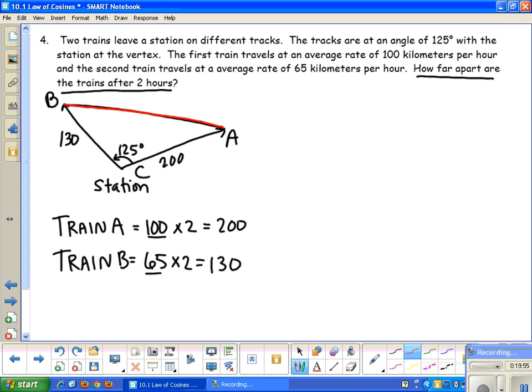So of course I have a side, the included angle, and a side, so side angle side, which means I can use the law of cosines. So in this case, this is side C, that's what we're trying to solve for. So C squared equals 130 squared plus 200 squared minus 2 times 130 times 200 times the cosine of the angle 125 degrees. So I'm going to do all of that on my calculator, and then I'm going to take the square root of my answer.